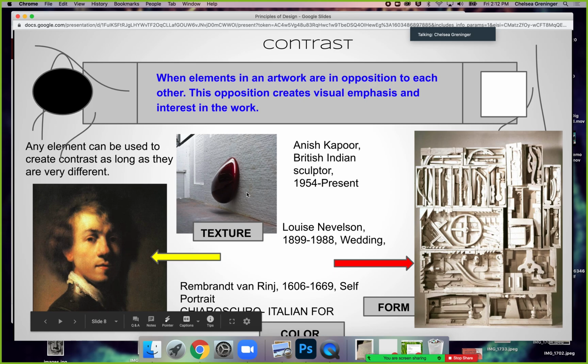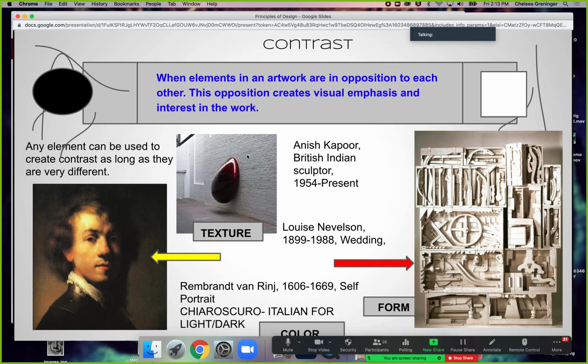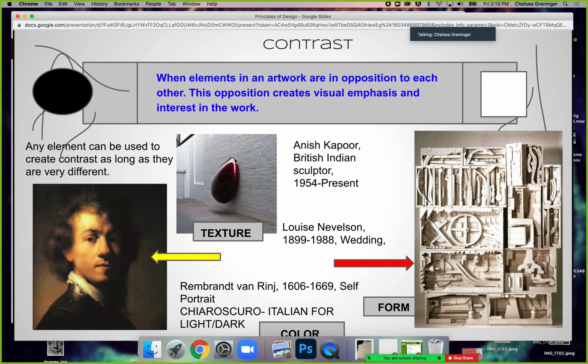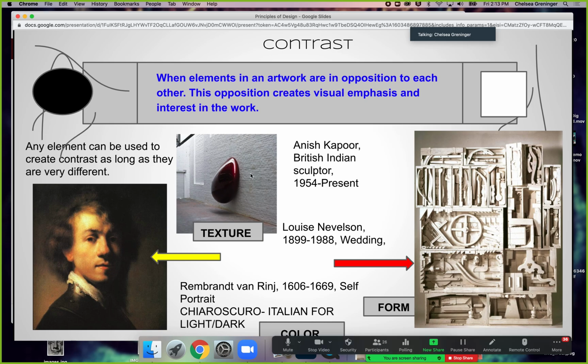You can see contrast in texture. An example would be this Anish Kapoor sculpture. What does this look like to you? Any guesses? It looks like a blood drop or something. Yeah, it looks kind of, well, it's red, right? And it's shiny and it's sort of dripping. So it could be a drop of blood or it could be a drop of some type of liquid. And what is the contrast that we see in this sculpture in terms of texture?